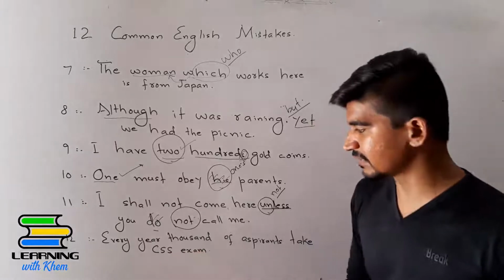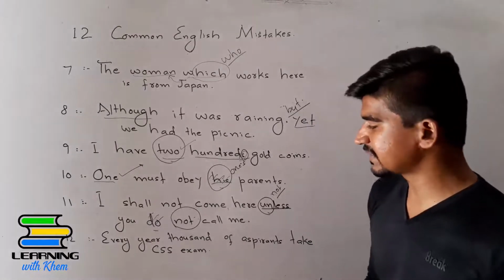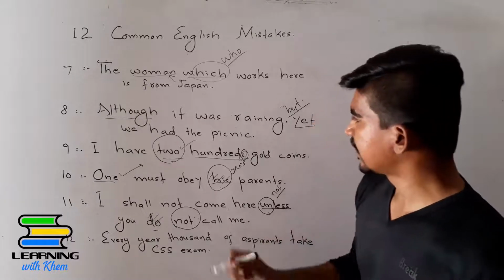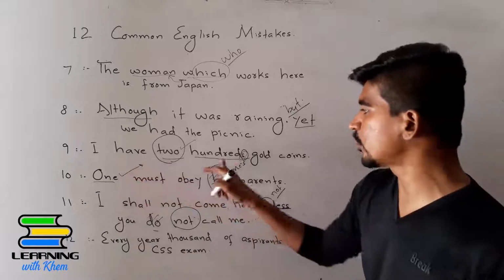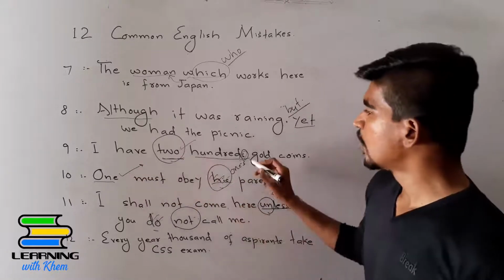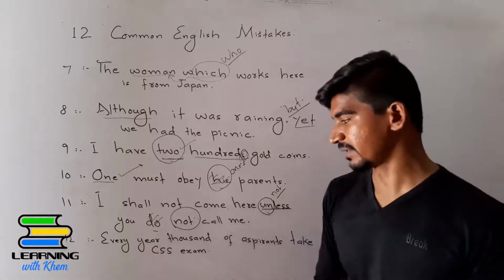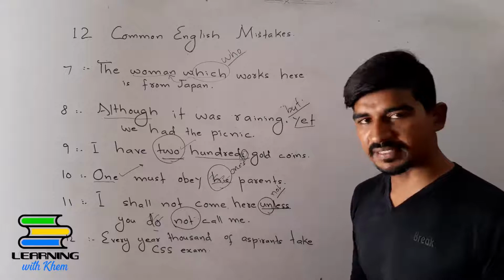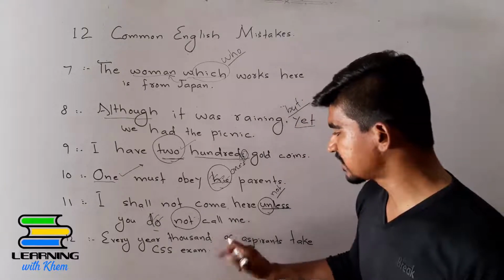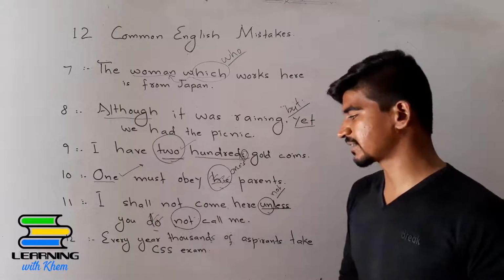Okay, and the last sentence. "Every year, thousands of aspirants take CSS exam." Now just go back for a few seconds. Our earlier sentence was "I have 200 gold coins." Because there was a number, we need not write "s." But here there is no clear number, just "thousands," so it will simply take "s" here. So what will be the sentence? "Every year, thousands of aspirants take CSS exam."